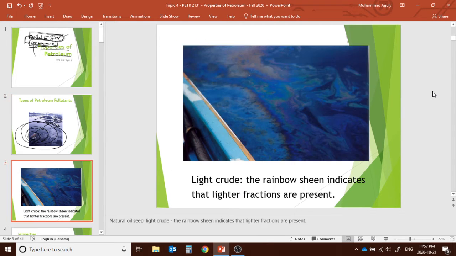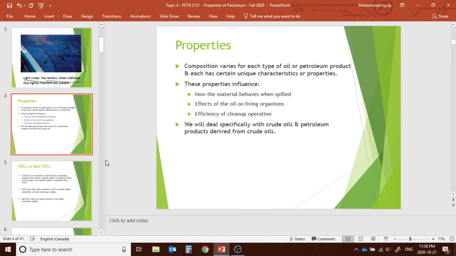All right, so this is how the petroleum spill actually looks. For the light crude oil, it looks like a rainbow sheen. It indicates a lighter fraction. But the heavier oil will not look like a sheen; it looks dark. And in some cases, the heavier petroleums actually go down, under the water. So these are the things we will learn.